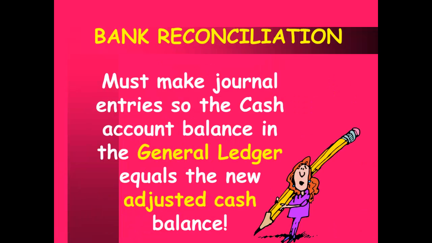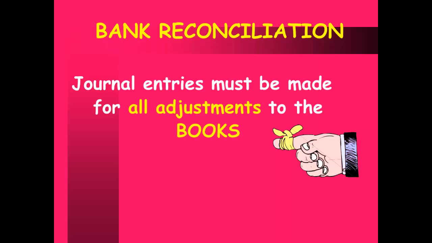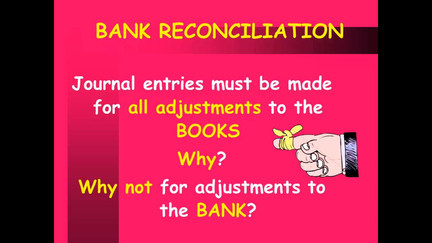The last part of the reconciliation is, if any item showed up as an adjustment to the books, that meant my books were wrong about the item. If my books are wrong, I have to fix them. And the way I fix my books is by making a journal entry. So we're going to make a journal entry for every item which is an adjustment to the books. We will not make an entry for any items which are an adjustment to the bank. Why is that? Well, two reasons. Number one, we don't work at the bank. We can't fix things at the bank. Number two, the items that are adjustments to the bank really will take care of themselves.